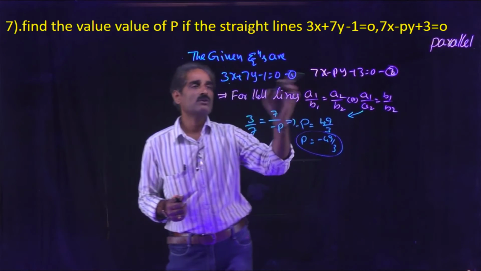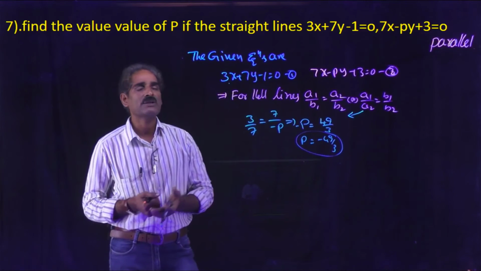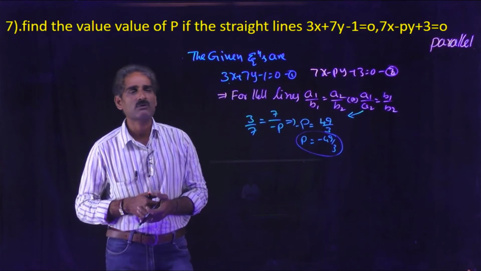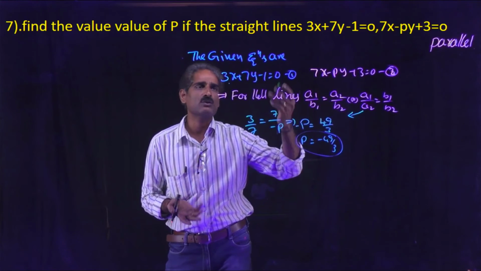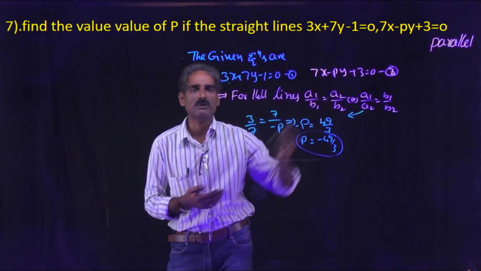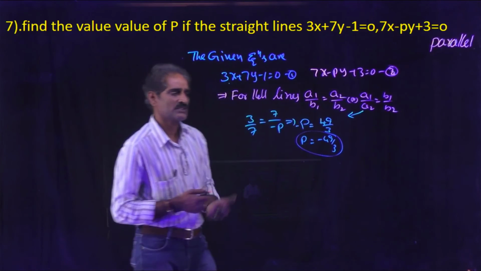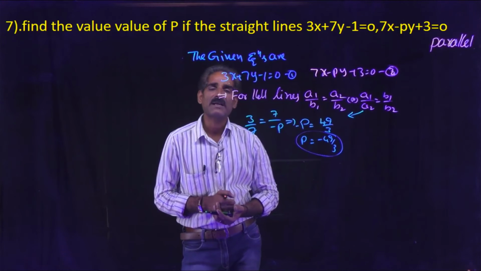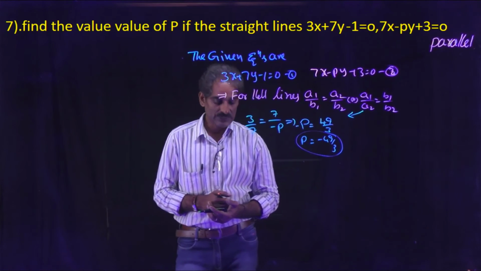a1 by a2 equal to b1 by b2. Otherwise a1 by b1 equal to a2 by b2. So you can use any one of these. Otherwise slopes are equal. Slope is minus 3 by 7 equal to 7 by p. So from this also we get the same answer, p equal to minus 49 by 3. Okay, see another one.